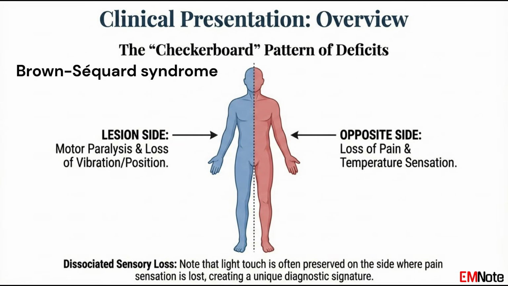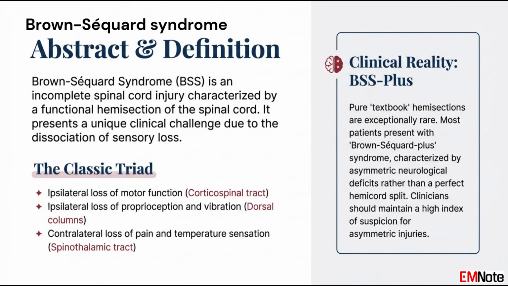While the classic pure version is a staple of medical board exams, in the clinical setting we more frequently encounter incomplete or asymmetric variations. Understanding this syndrome is vital for front-end clinicians because its unique sensory-motor crossover pattern allows us to localize a spinal lesion with remarkable precision, often before the patient even reaches the imaging suite.